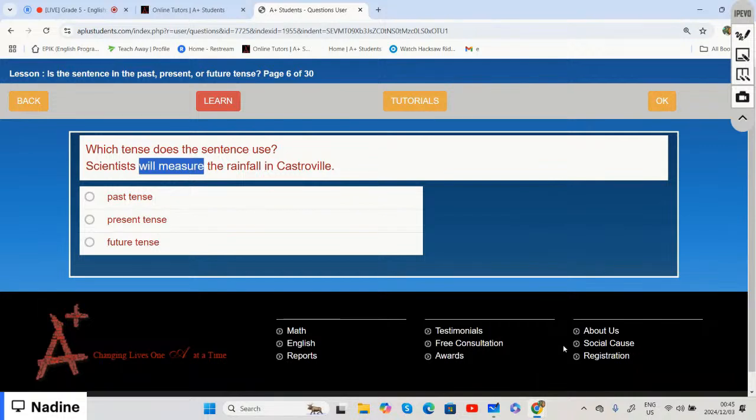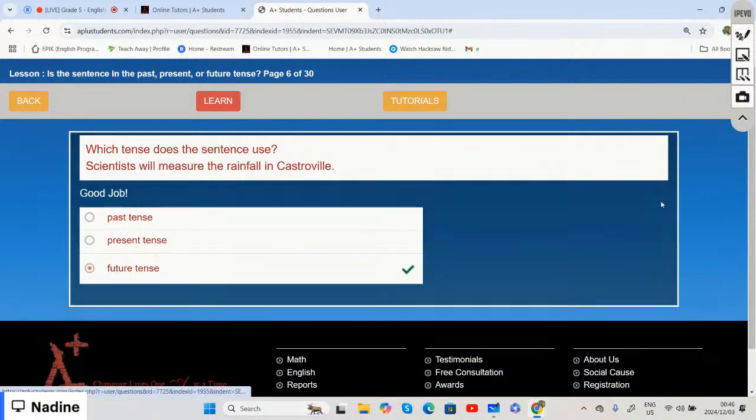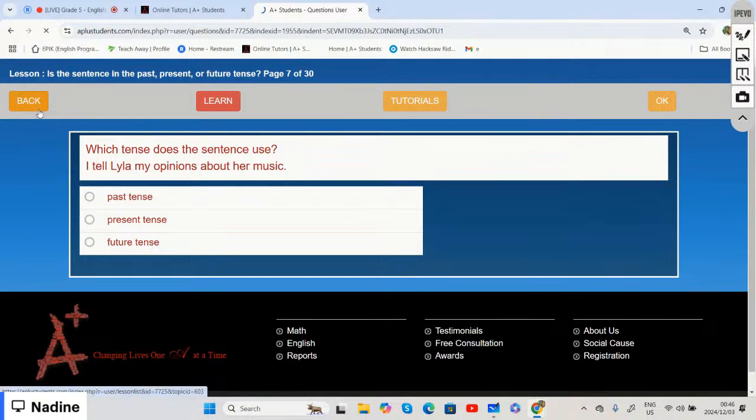All right, and if we were to choose the correct option, then we will say the scientists will measure the rainfall. Then we can say it is future tense. Will measure shows the future tense. Well done. Will measure is correct.